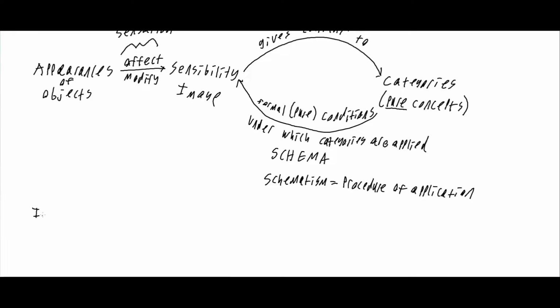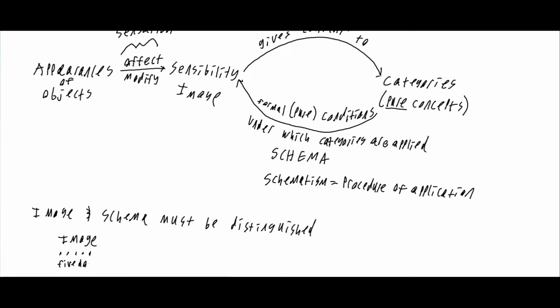Kant says that the image and schema must be distinguished from each other. They're not the same thing. A schema is not an image. Kant uses the illustration: we can have the image of 5 dots. So the image is 5 dots. You look at that and you see 5 dots, whereas the schema would be the concept of 5. Just like if I say 5 without actually showing 5 dots, you're not looking at something that is an instantiation of 5, then that would be the schema.